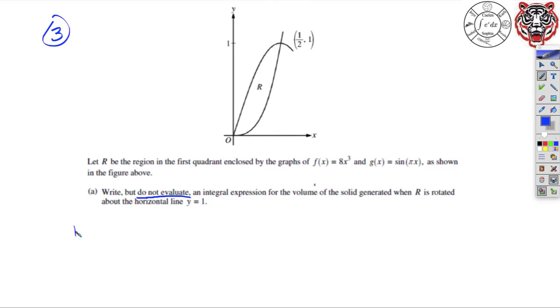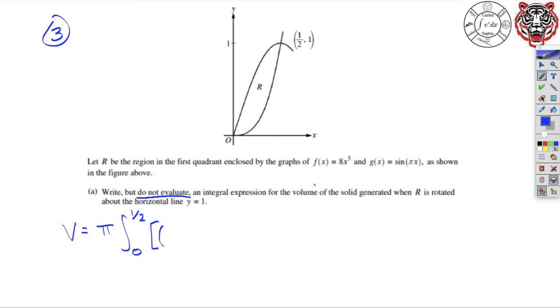So we'll just say volume is going to be equal to, make sure your pi is on the outside, the integral between a and b. We know our a is going to be 0, and we do know what our b is. Our b is going to be 1/2. And I'm going to start my bracket here, my parenthesis here. All right, I need to know what is my outside function.